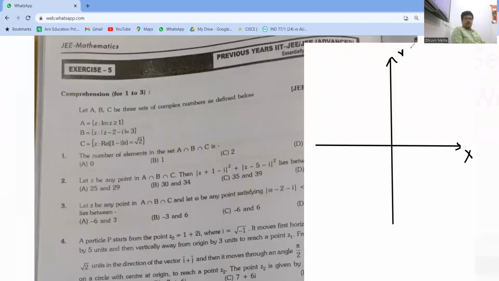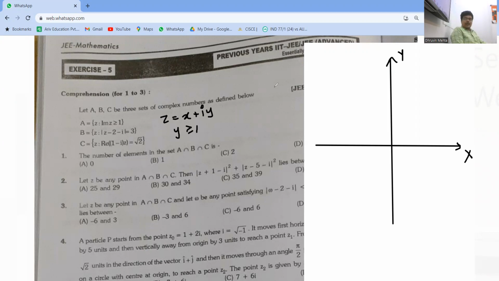So Arush, Pravra, because we have the imaginary part of z and we don't know what z is, let's assume z is x plus iy. So when we say imaginary part of z, it's y, and y is greater than or equal to 1. What do you think will be the graph of y greater than or equal to 1?